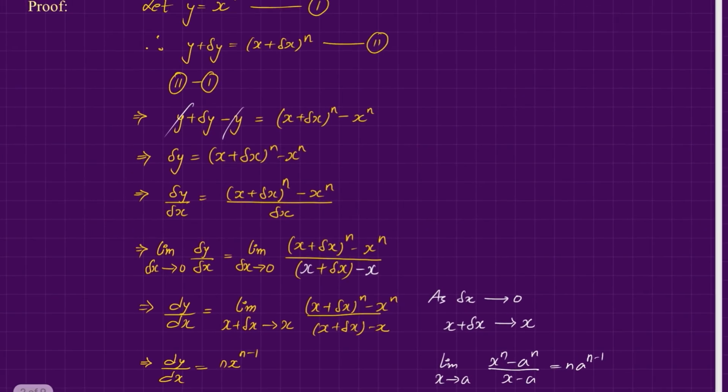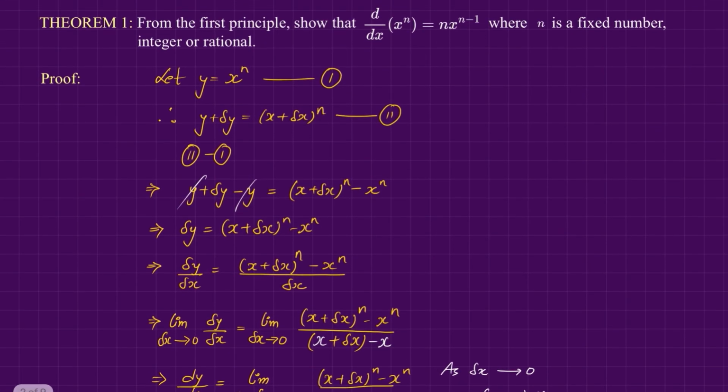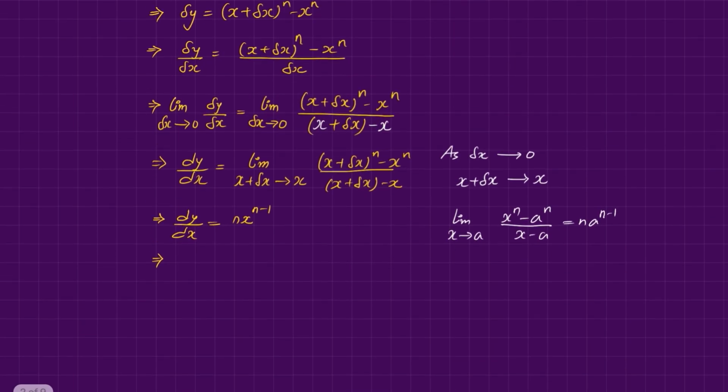And hence, what was our y? Our y was x to the power n, because that function was y. So here I can write d dx of x to the power n equals n x to the power n minus 1, and that is the proof of this theorem.